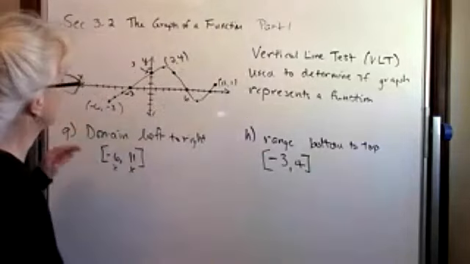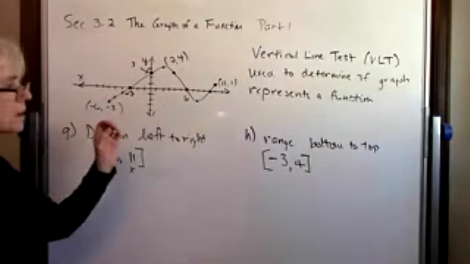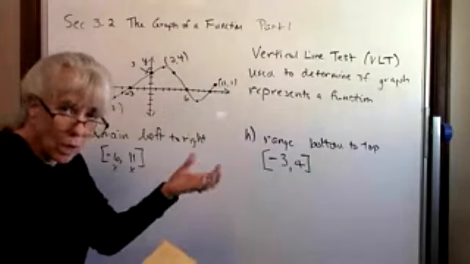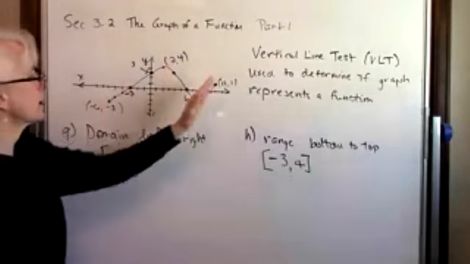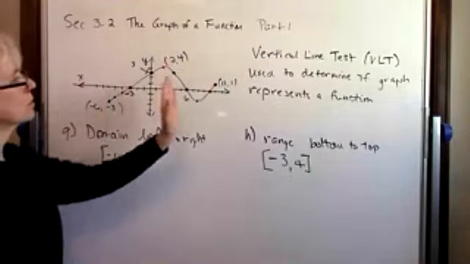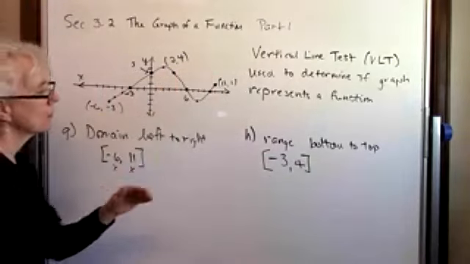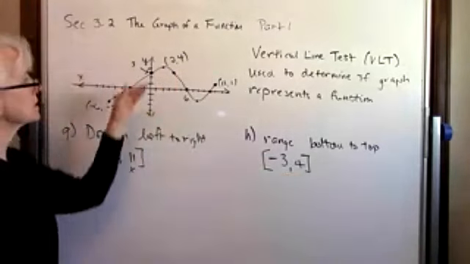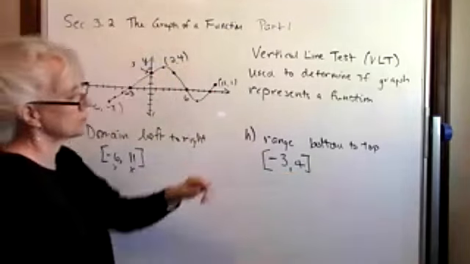So again, notice that the left and the right and the bottom and the top may not line up points-wise, but again, left to right, -6 is the leftmost X value, 11 is the rightmost X value. The bottom Y value is -3. The top Y value, the largest Y value, is 4.